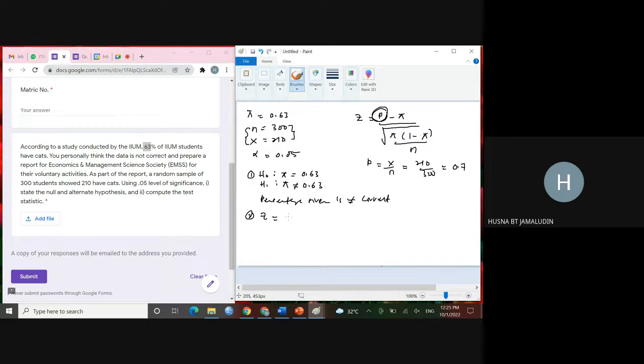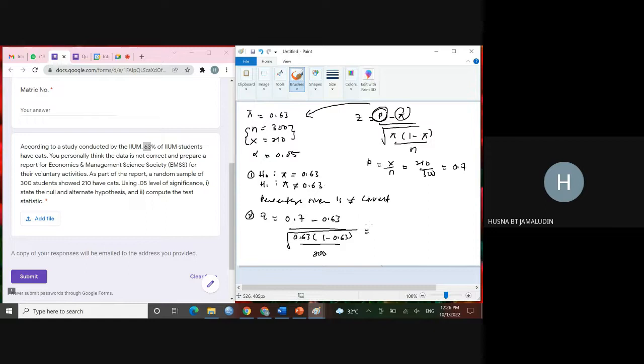So 0.7. Or maybe you can just rewrite here 210 divided by 300. It's up to you. And then minus, what is this pi? This one, right? So 0.63 over the pi as well, which is 0.63 multiply with 1 minus 0.63, and then you have a square root here, and then this divided with n. What is your n? 300.